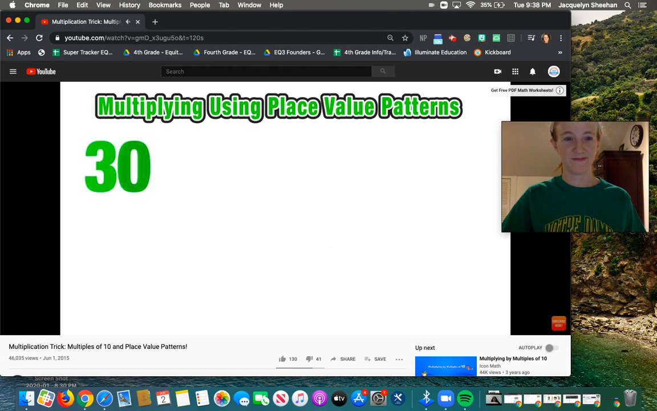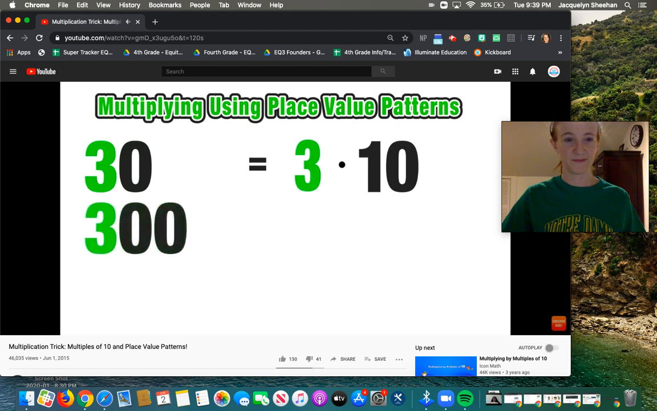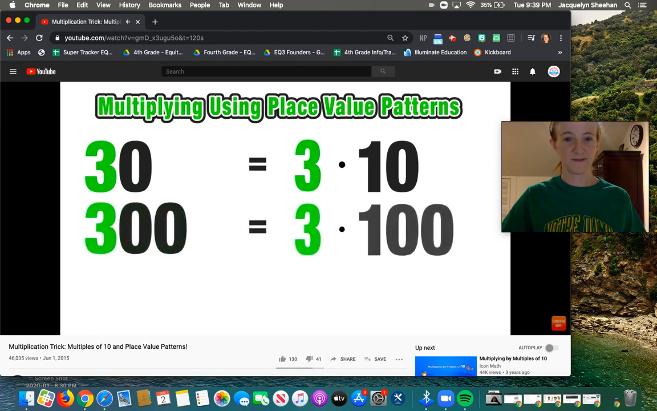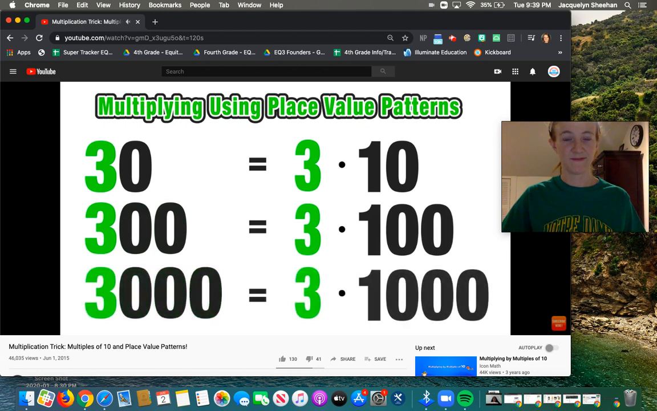So we can continue to extend our thinking here to the idea of place values. 30 is a 3 with one zero digit, and we can think of it as 3 times 10. 300 is a 3 with two zero digits, and we can think of it as 3 times 100. 3,000 is a 3 with three zero digits, and we can think of it as 3 times 1,000. So we can see how the place values, in this case the zero digits, correspond.